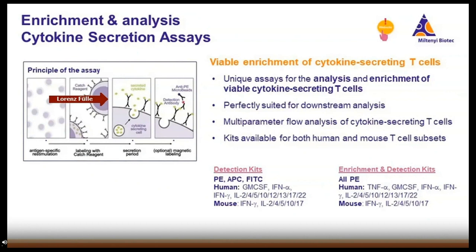In the second step, the immobilized cytokines are then labeled with fluorophore-conjugated antibodies called detection reagents. And with that, living cells can then be detected without intracellular staining using flow cytometry. In an optional third step, the fluorophore-labeled cytokine-secreting cells can then be specifically enriched and used for downstream assays with the help of anti-fluorophore magnetic beads. Consequently, our cytokine secretion assays come in two versions. For flow analysis only, we offer the various detection kits, while for the enrichment and analysis of viable cytokine secreting cells, we have several enrichment and detection kits.